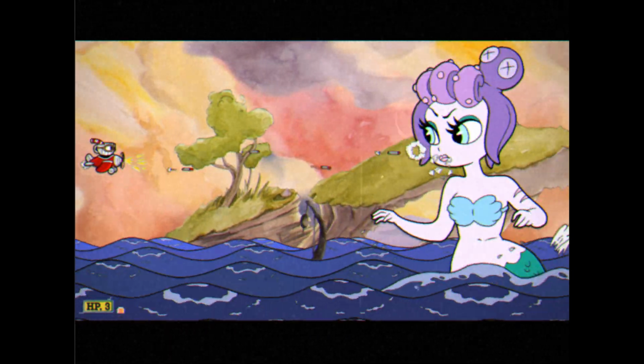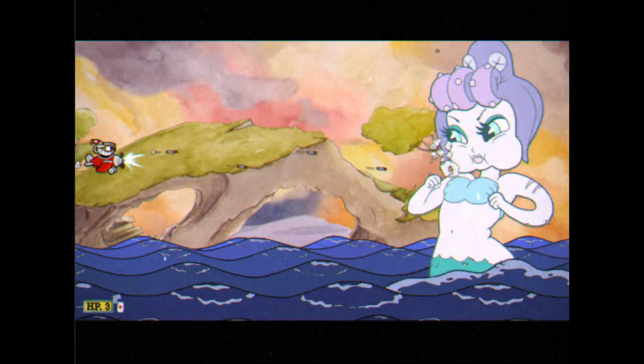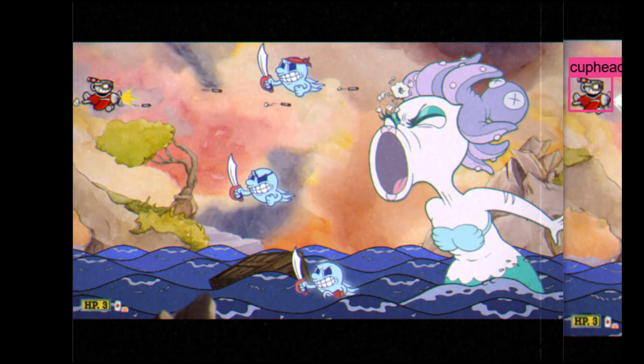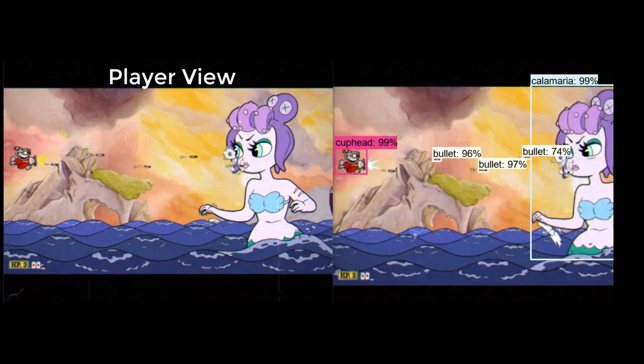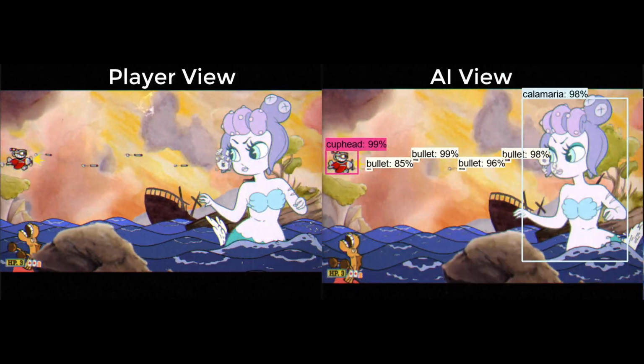Hi, developer here. This looks like a normal game of Cuphead, right? Well, this game of Cuphead is actually being controlled by an AI. The footage on the left is what we as the players typically see, and if you look at the right side, this is what the AI is seeing.